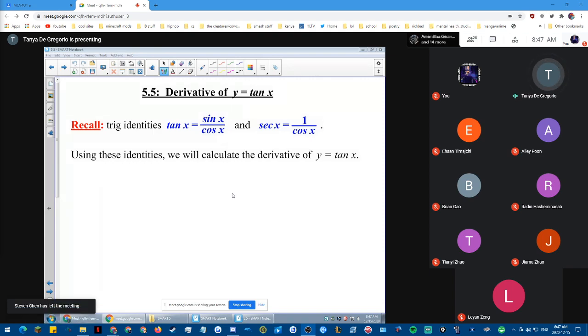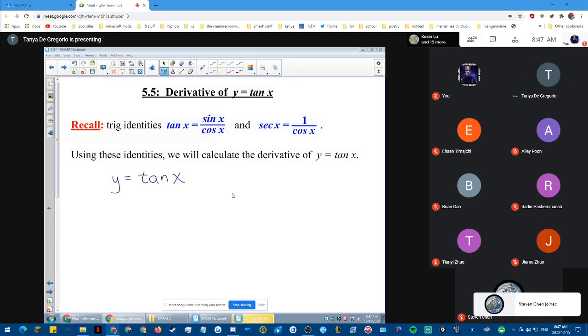Now, recall these identities. Tan of x is equal to sine of x over cos of x. And secant x is equal to 1 over cos of x. You guys remember that? There's cosecant, that's 1 over sine of x. There's cotangent, that's 1 over tan of x. This is secant, it's 1 over cos of x. Okay? All right, so we're going to find the derivative of y equals tan of x.